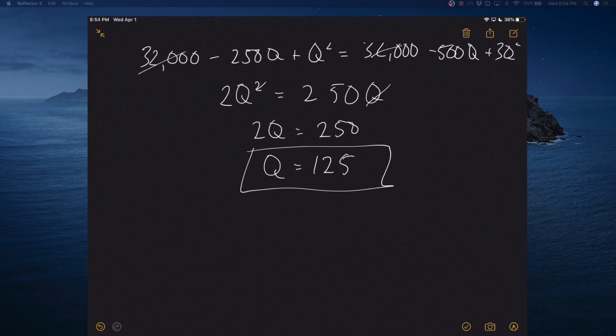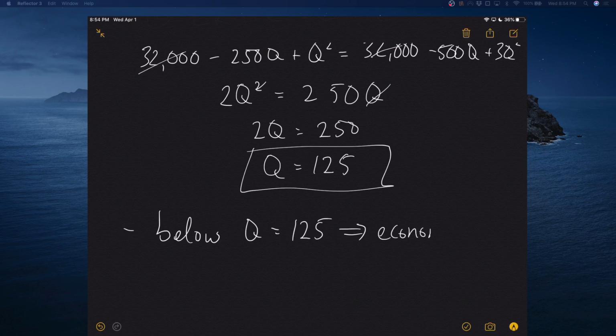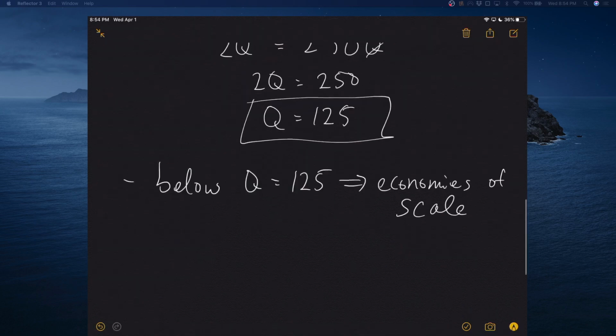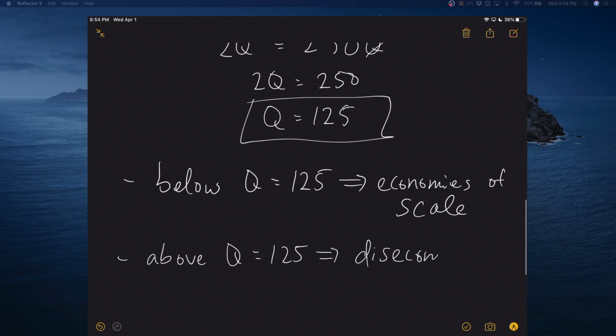We can't quite stop there. We just have to explain one more time. Q equals 125 is the minimum point, and so below Q equals 125, we've got economies of scale. And above Q equals 125, we have diseconomies of scale.